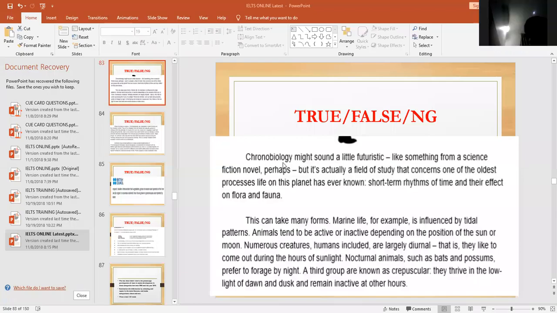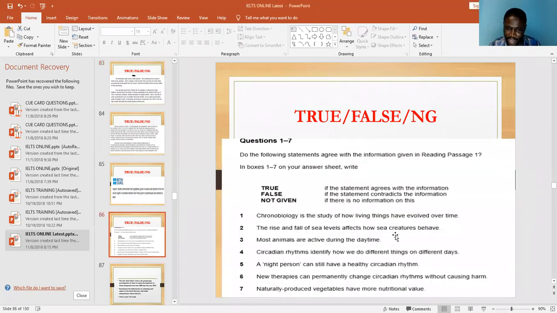Let me go back to the slide again and show you something. It says, marine life, for example, is influenced by tidal pattern. Influenced means it controls their behavior. It controls something about them. Influenced, yes. Affects.